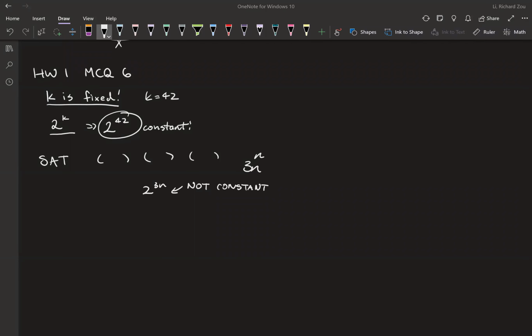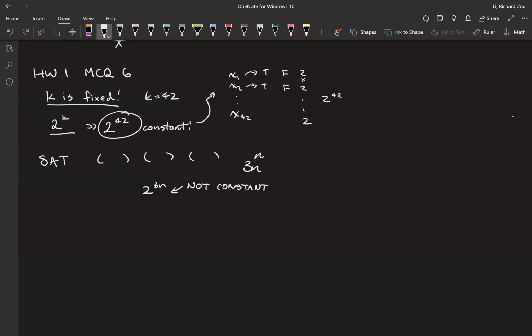How did you get 2 over here, like 2 to the 42? Yeah. So here, let's just say we have variables x1, x2, and so on, all the way up to x42, right? So for the first variable, we can assign it true or false. Oh, I get that. Yeah, that's how you get 2. So for each one there are two options, right? So it's like 2 times 2 all the way down. That's 2 to the 42. Yeah, 2 to the 42.